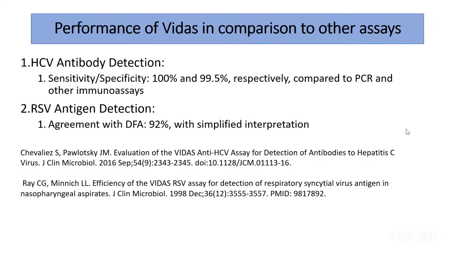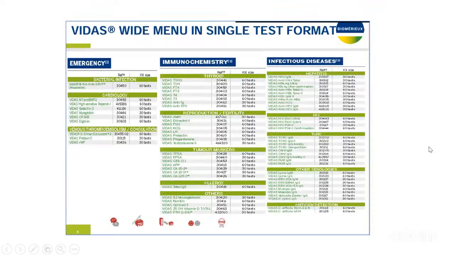Here, for RSV detection, I'm giving an example. If you see, there are a lot of studies going on with the alpha principle, and it shows very good results compared to other established techniques, whether automation or other techniques. These are the tests available.